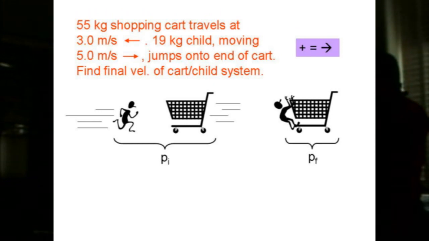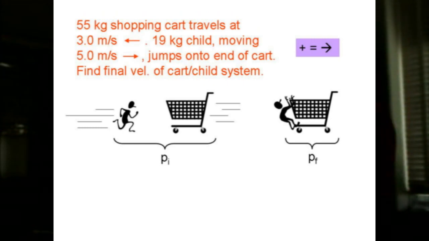So we have a shopping cart. A 55 kilogram shopping cart travels at 3 meters per second to the left, I guess. And a 19 kilogram child moving at 5 meters per second to the right jumps onto the cart. Find the final velocity. What type of collision is this?